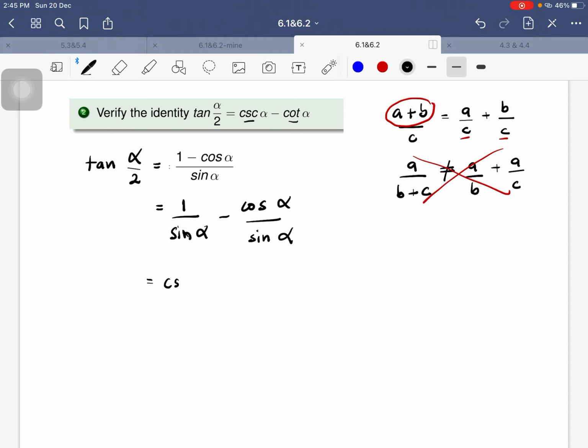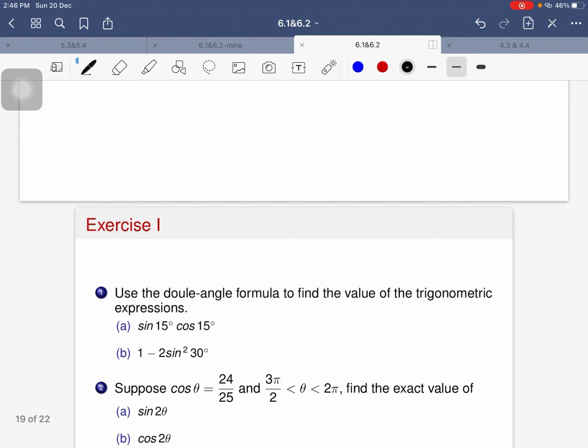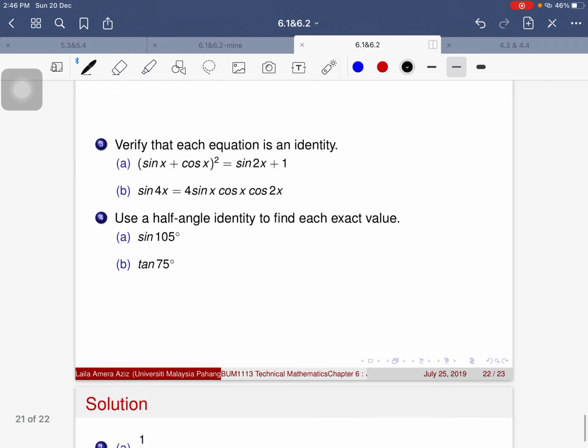Okay, and I know that 1 over sine, we have seen this before, is going to equal cosecant of alpha. And cos over sine is going to be cotangent of alpha. So this is going to be cotangent of alpha. With that, we've already proven that tangent alpha over 2 is equivalent to this. That's it. That is all that you have to do. So we've already proven that. Basically, it's a very simple formula for you to use.